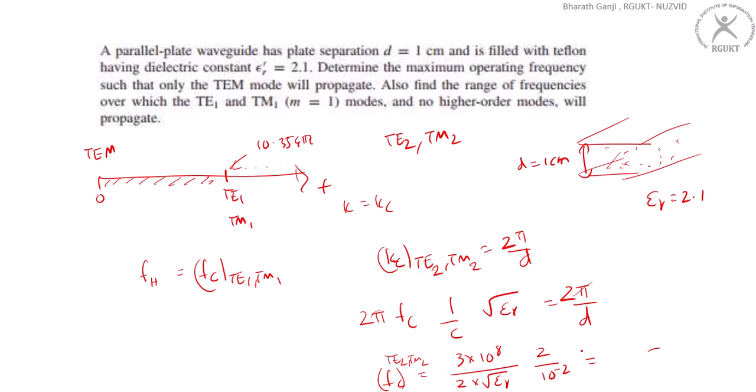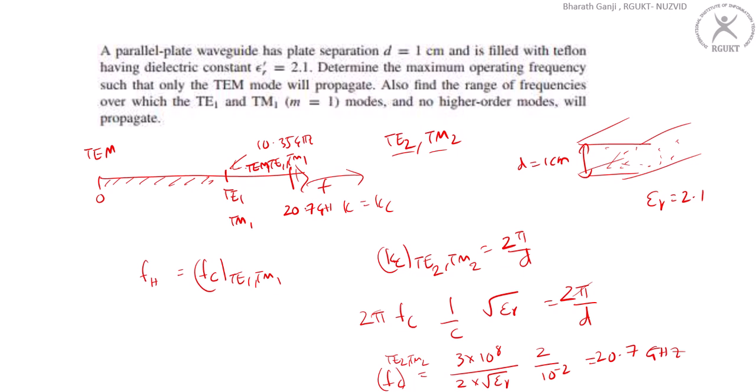Which is 20.7 gigahertz. So till 20.7 gigahertz, the modes that can propagate are TE1 and TM1, but after that even higher order modes like TE2 and TM2 can also come into the picture. So that is how you can solve this question. That ends our solutions to our tutorial. Thank you.